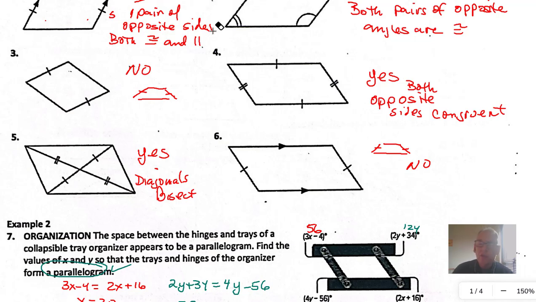And for number six, we have one pair of opposite sides that are parallel and the other set of opposite sides are congruent. That's not enough for this to be a parallelogram. It might actually be an isosceles trapezoid for all we know.